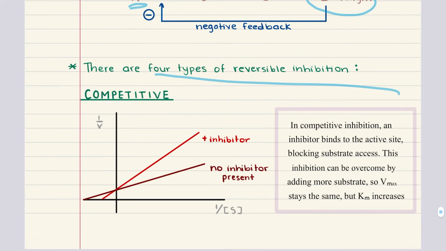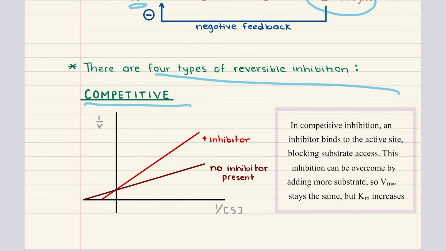The first is competitive inhibition. In competitive inhibition, an inhibitor binds directly to the active site of the enzyme, and it physically blocks the substrate from entering.